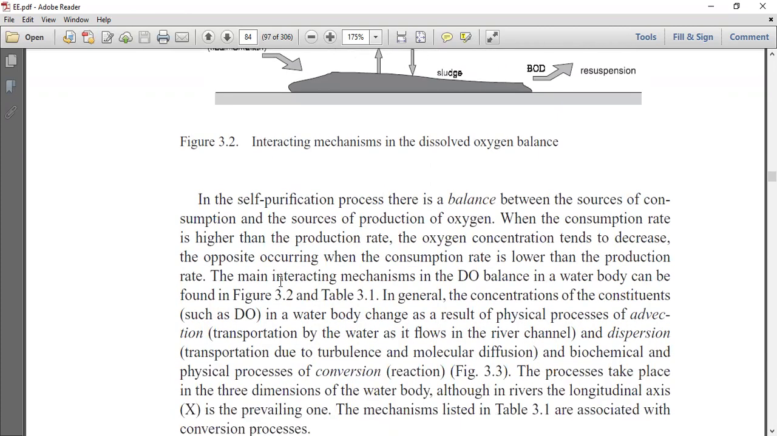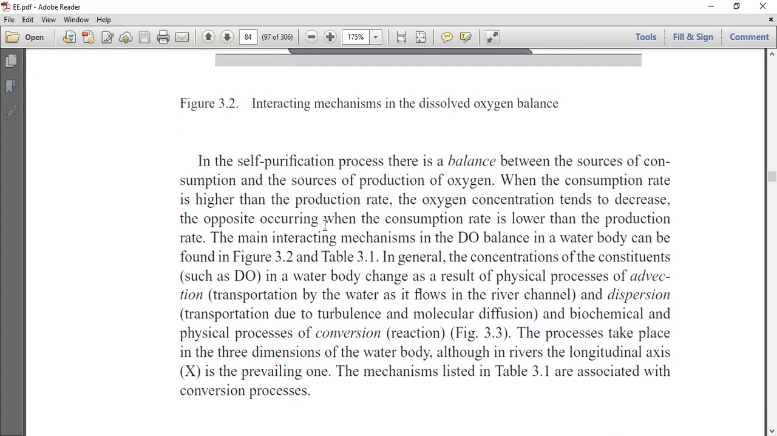In the self-purification process, there is a balance between the sources of consumption and the sources of production of oxygen. When the consumption rate is higher than the production rate, the oxygen concentration tends to decrease, the opposite occurring when the consumption rate is lower than the production rate. The main interacting mechanisms in the DO balance in the water body can be found in the figure.